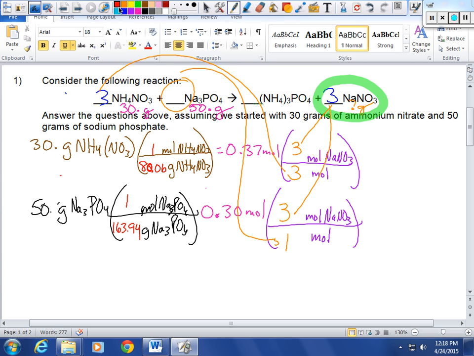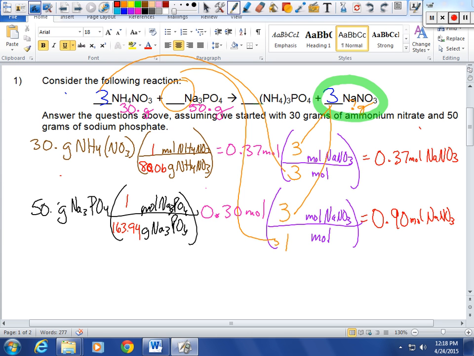So now we can run these numbers. Do you have to do anything to the top at all? Why not? The 3s cancel out, so there's no reason to even use the calculator. So we know that it's going to be 0.37 moles of NaNO3. And then on the bottom one, you should be able to do that in your head. What is it? 0.3 times 3 is 0.90 moles of NaNO3. Okay, so let's look at this from two perspectives.